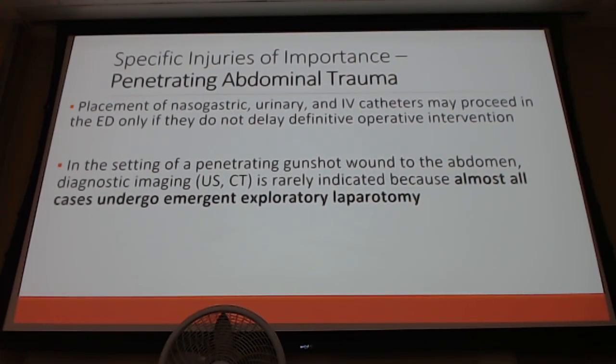All right, so if we can place these tubes, we like to do that prior to them going to the operating room, but sometimes they're in extremis. We may not have time for a nasogastric tube or Foley catheter. We're definitely going to have IV catheters. But the bottom line is, don't delay any operative intervention, because those small measures aren't really going to save that patient's life. It's going to be opening up that belly and controlling any hemorrhage they have in there.